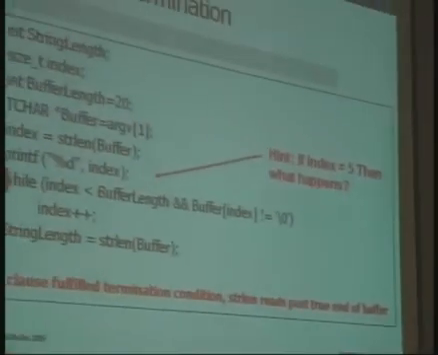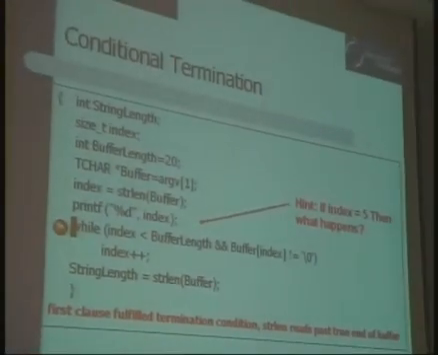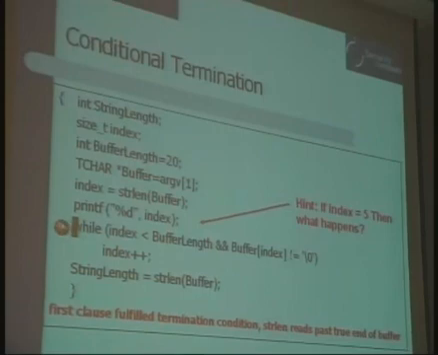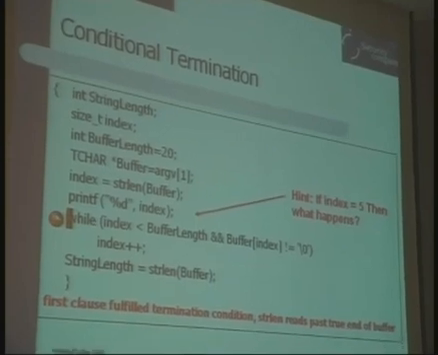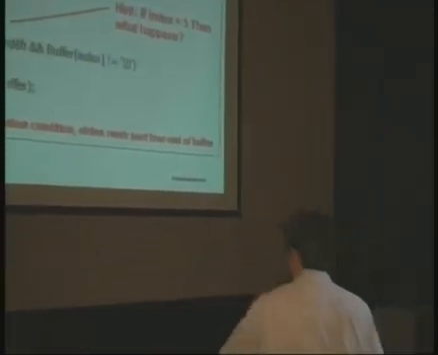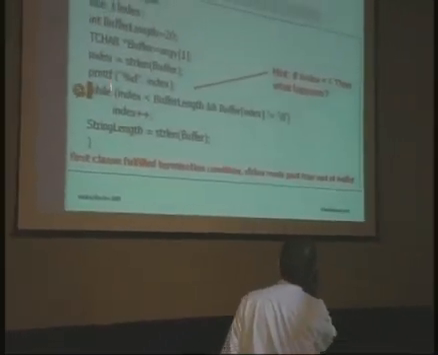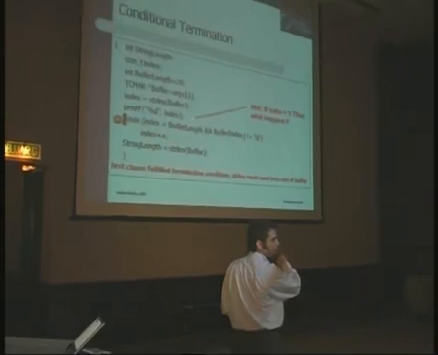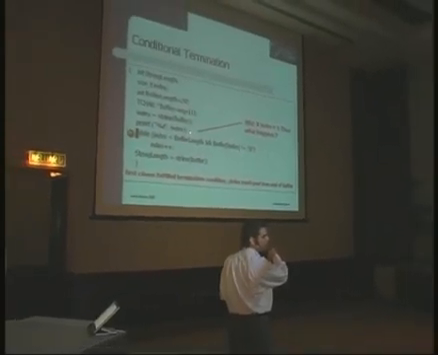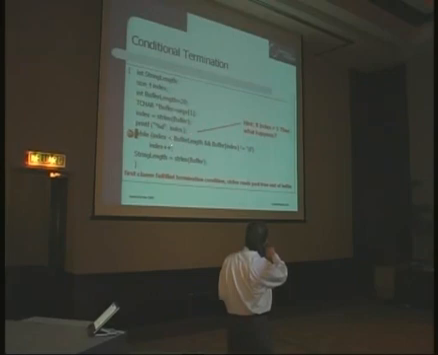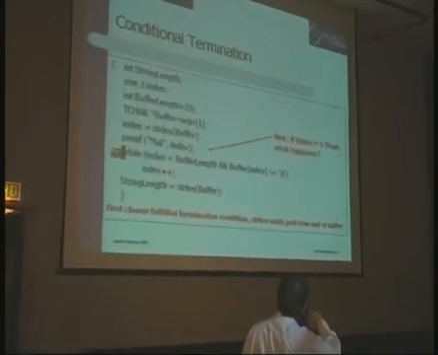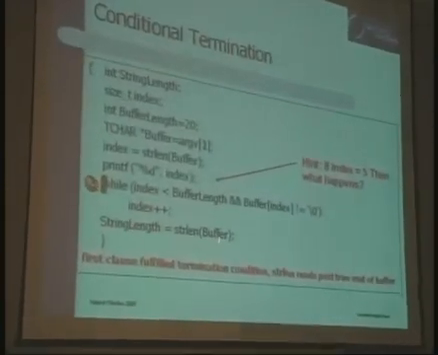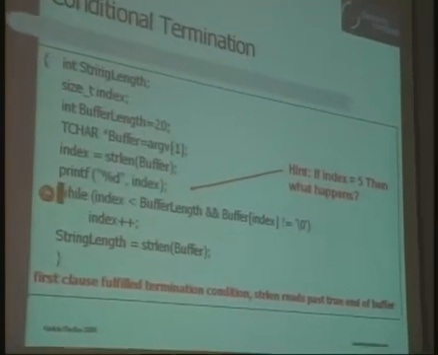What would happen if it is 5? It is still going to fall through, and string length is going to have the value of 5. You need to properly put braces around it. Index++, this value is going to be incremented or not if it fails. Because if index is less than buffer length, which let's say is 5, it's going to fall through this. Index is not going to be incremented, and string length is still going to be 5. So that's a problem there.